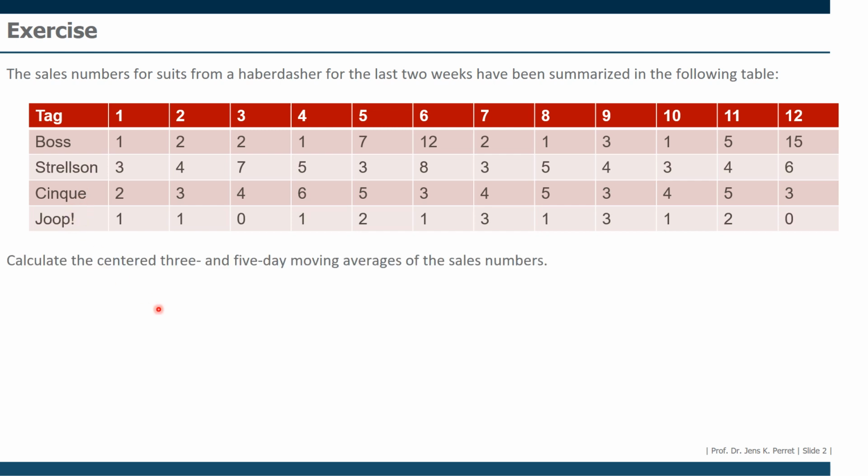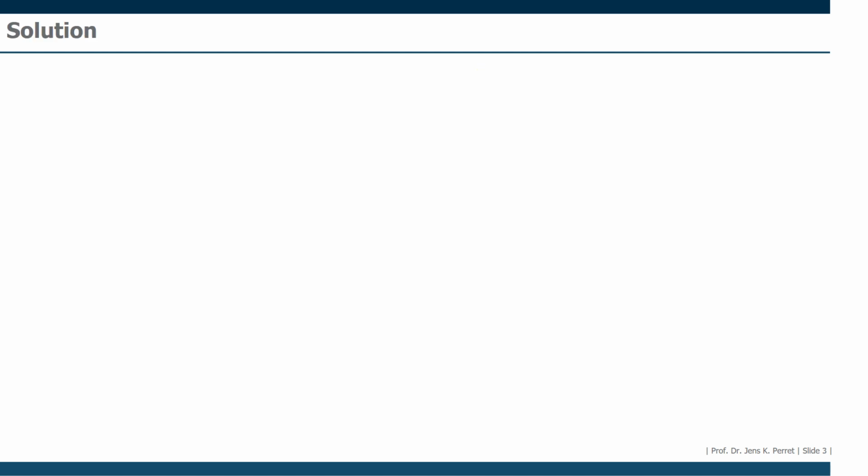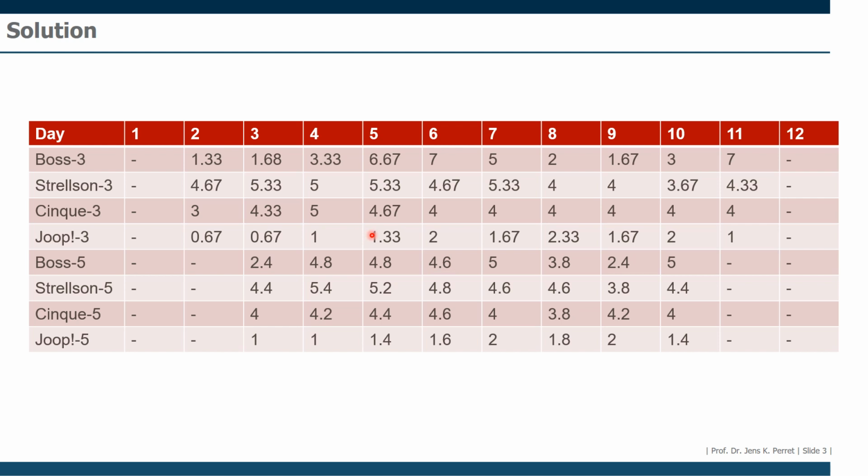Our task now: calculate the centered 3 and 5 day moving averages of the sales numbers. So let's start with the 3 day moving averages. For this, first off, we take the first, second and third observation and calculate the average. This is noted in the second of the 3 observations, so in the middle one in this case.